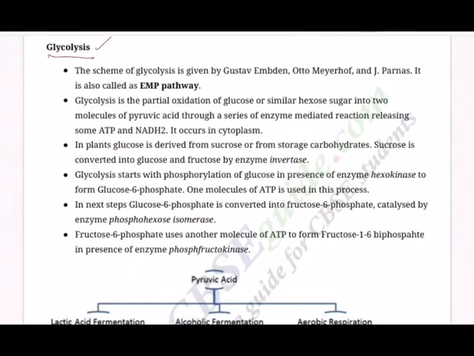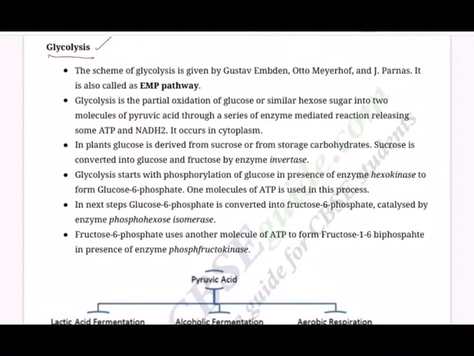That means overall, if you see in glycolysis, 2 ATPs are used. Where are those 2 ATPs used? As I said, glucose becoming glucose 6-phosphate, 1 ATP is used, and fructose 6-phosphate becoming fructose 1,6-biphosphate. So 2 ATPs are used, and 4 ATPs are produced. Where are those 4 ATPs produced?